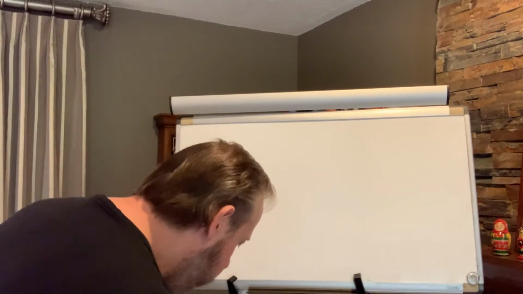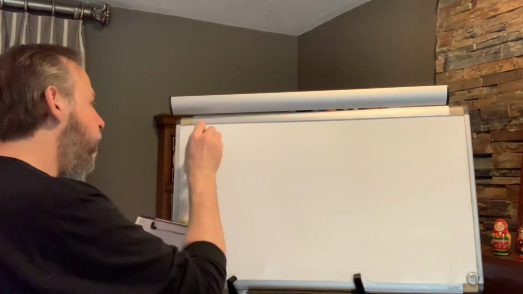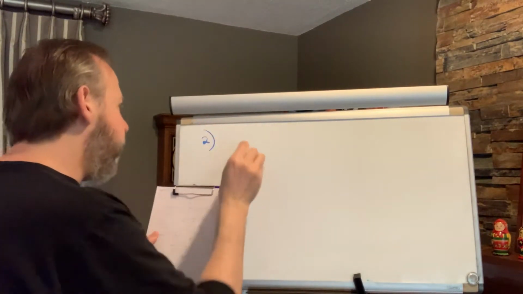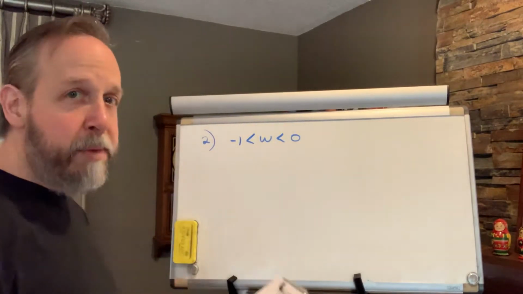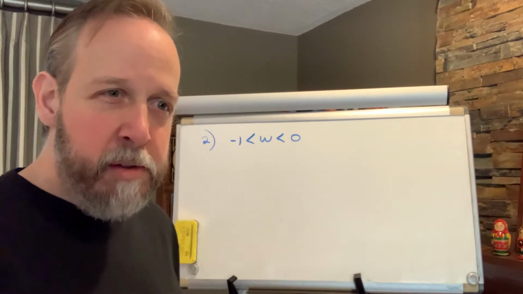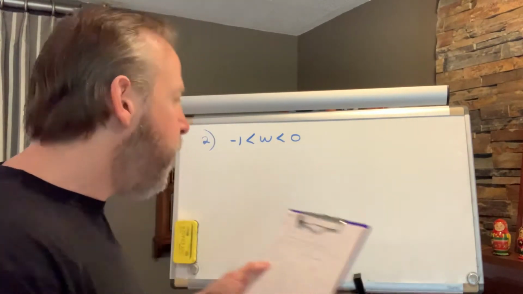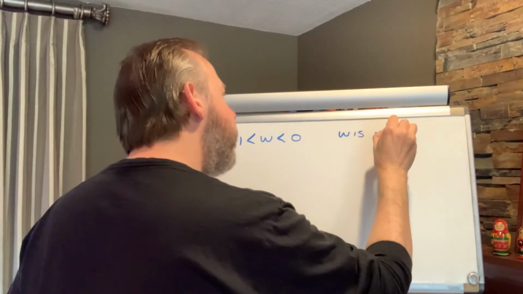So the first problem we had to do was number 2. And what did it tell you? Well, it gave you some info. It said that W is between -1 and 0. Now, what does that really mean? It means that W is a negative fraction that's not smaller than -1. So W is a negative fraction.